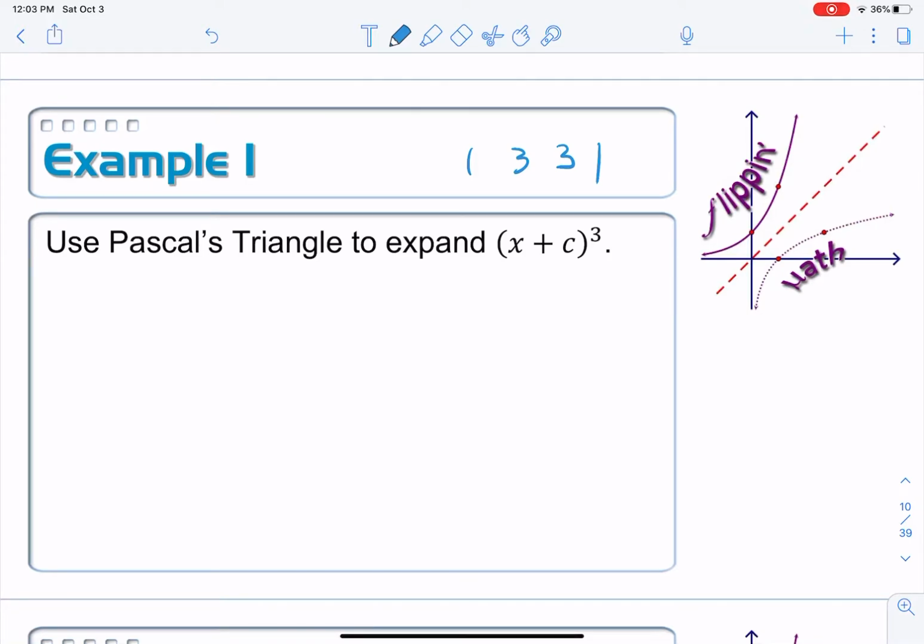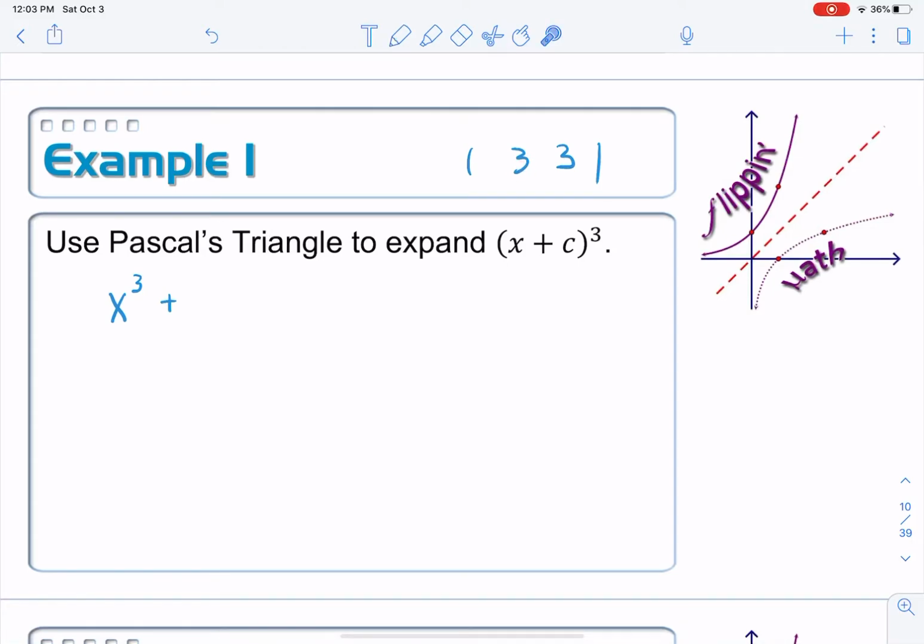So when we start this, it's 1 times x, but I never write the 1 down, so I'm just going to write x raised to the third power. And that third power is the same power that we're raising this whole thing to. And now all of the exponents for x are going to start counting down, and then I'm going to start introducing the c's, and their exponents, of course, are going to count up.